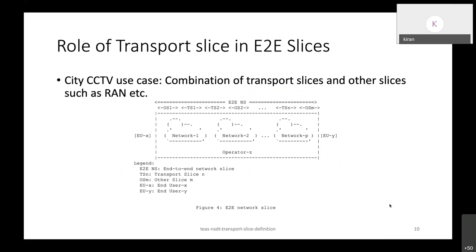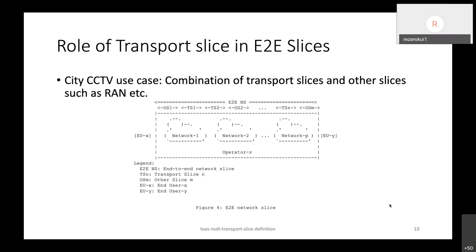A lot of work comes from the TEAS group. Kiran, I can add one more item here. This is Reza speaking. So we decided that the terminology is very important. End-to-end network slicing, as this picture shows, contains a group of transport slices, and we don't call it transport network slice or other terminology. The terminology that we use specifically, we call it transport slice. So this one-to-many is a characteristic.